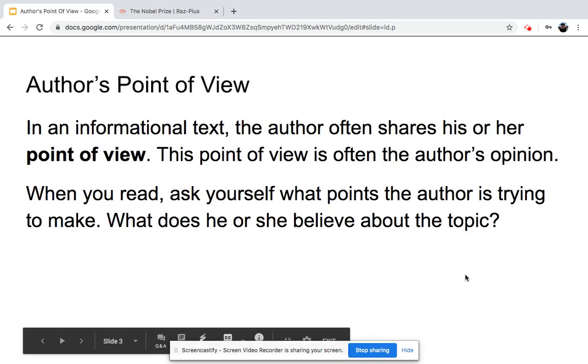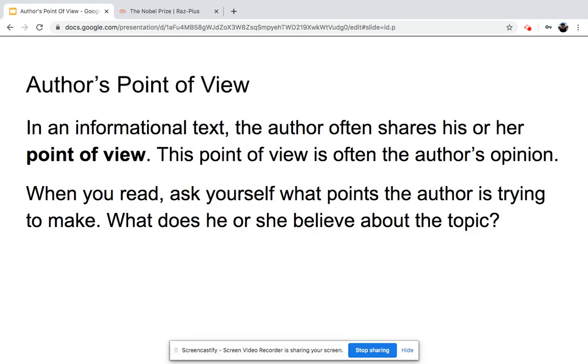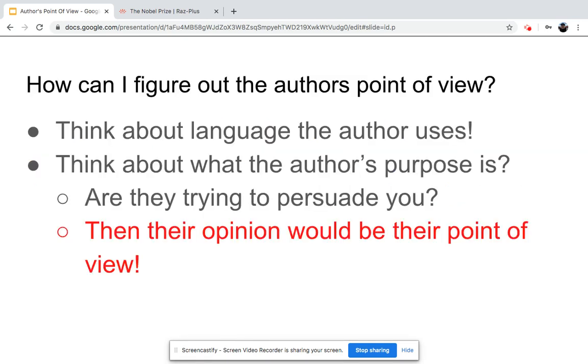In an informational text, the author often shares his or her point of view. This point of view is often the author's opinion. As readers, we have to figure out what the author's point of view is. You could ask yourself, how does the author feel about this topic? That would be their point of view. How can you figure out the author's point of view?